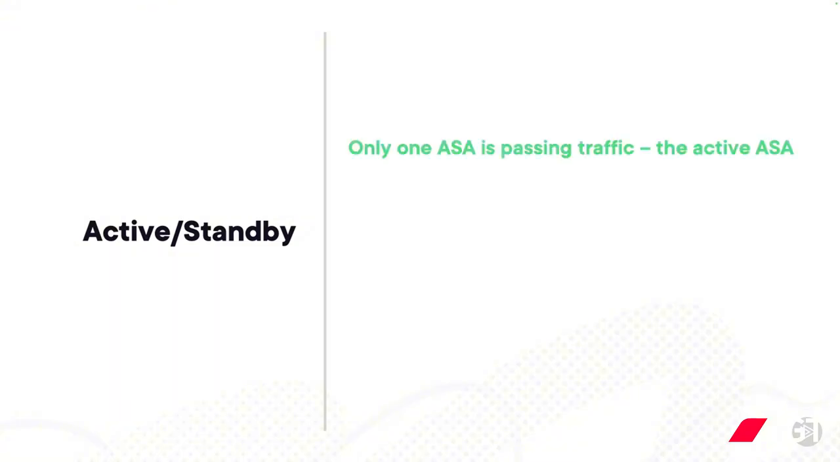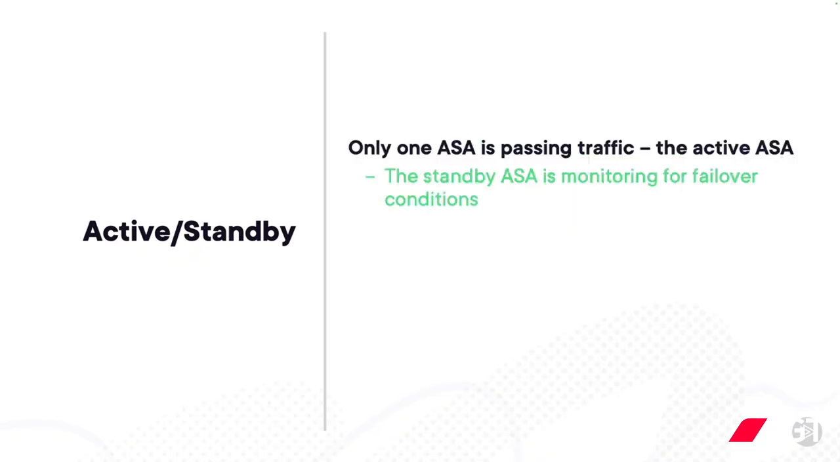With active standby HA, only one ASA, the active ASA, is passing traffic, and the standby ASA is just monitoring the active ASA to see if any of the failover conditions have been met. And if so, the ASAs will fail over, and then the standby ASA will become the active ASA and start passing traffic. There is no preemption for active standby. So this means that once a device is an active firewall, it will stay the active firewall until another failover event or until it is manually failed over by an administrator.